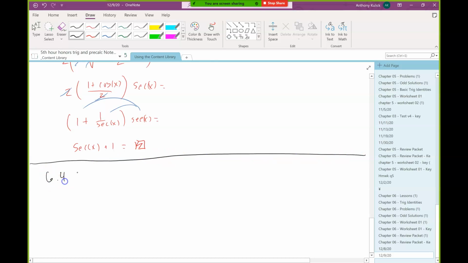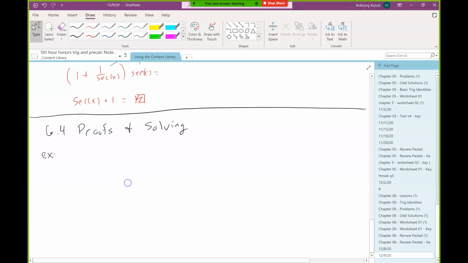The last section is we're going to revisit proofs and solving. So we're just going to do some examples. This is basically the same ideas as things that we did in the previous chapter, just with the acknowledgement now that with the proofs we can do any of these: half angle, double angle, power reducing, sum and difference. We can use whatever of those that we want.